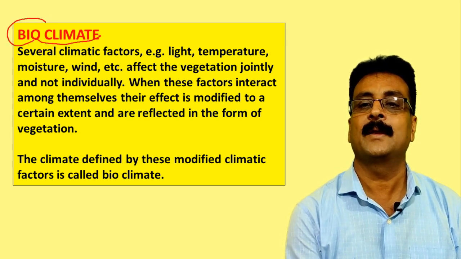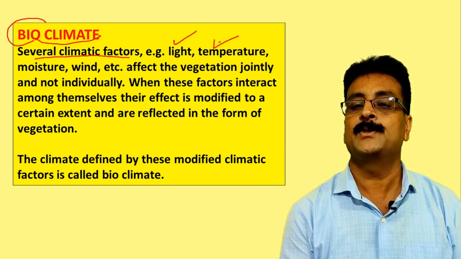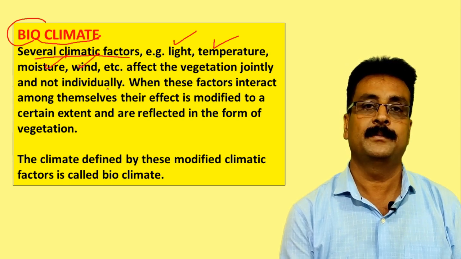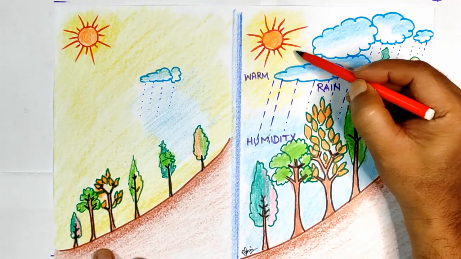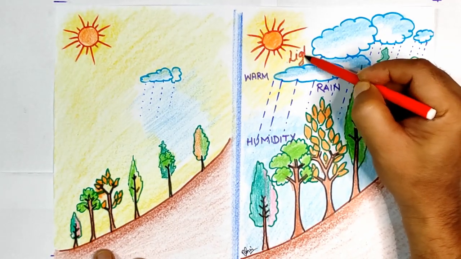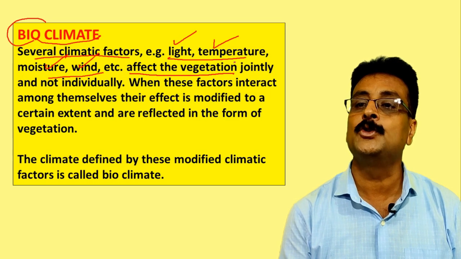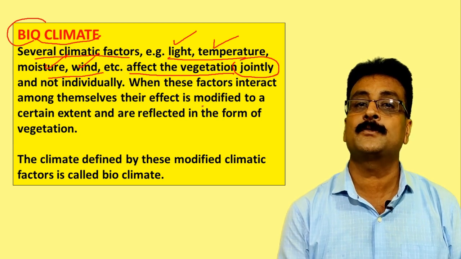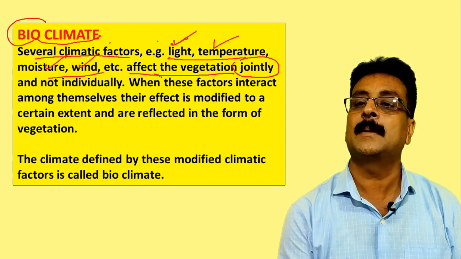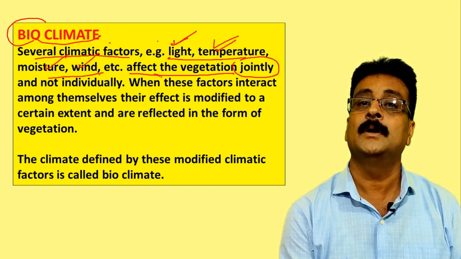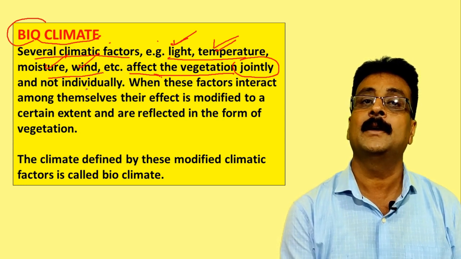Let's understand nicely. Several climatic factors: light, temperature, moisture, wind. So there are a lot of climatic factors. Several climatic factors like light, temperature, moisture, wind, etc. affect the vegetation or forest. How do they affect? Jointly. They affect the forest vegetation jointly, not individually, not alone. Light will not affect only, or temperature separately, or wind; they will affect jointly. Light, temperature, moisture, wind, together they will affect the forest.